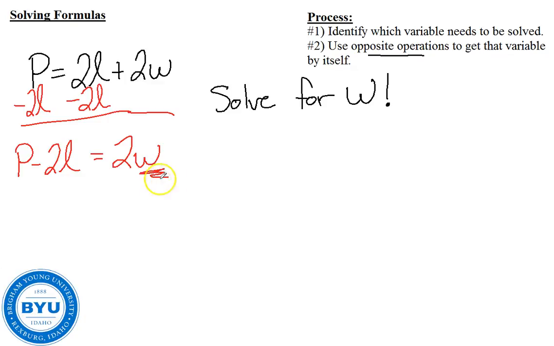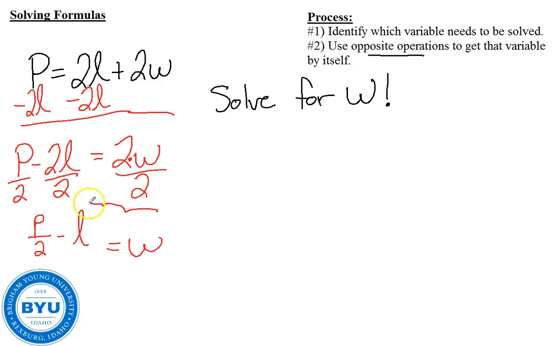Again, my goal is to solve for W. So I need to undo this times by 2. To undo times by 2, we're going to divide by 2. So we'll divide everything by 2. I'm left with W equals P over 2 minus L, because the 2's cancel out. And now W is free. We have freed the Willy and have finished solving for this problem. Again, two-step process. Identify what variable you're trying to get free, or which one needs to be solved, and then use opposite operations to get it solved.